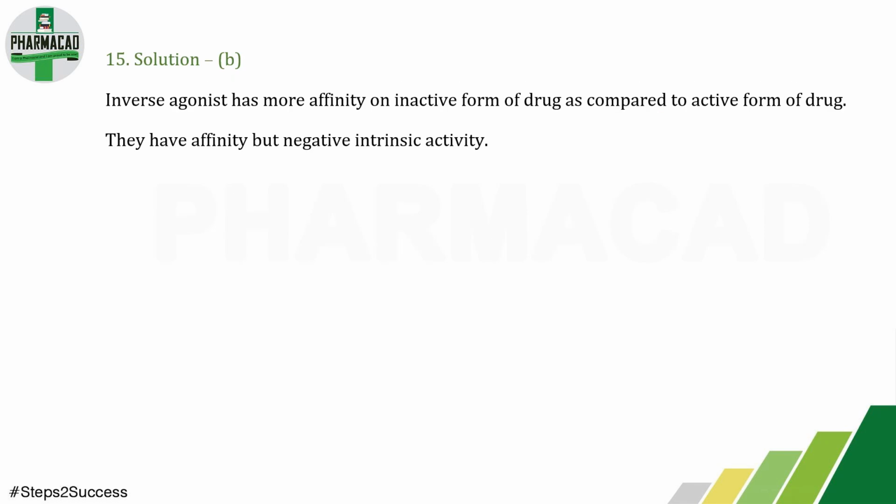So remember, here the solution is option B, that is the inverse agonist has more affinity for the inactive form of the receptor as compared to the active form. The option has given it the opposite way, and inverse agonists have affinity but negative intrinsic activity. So remember the features of inverse agonist. All other options are correct except the second option.